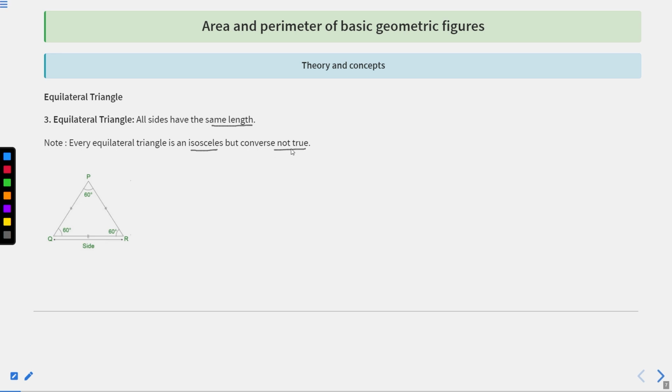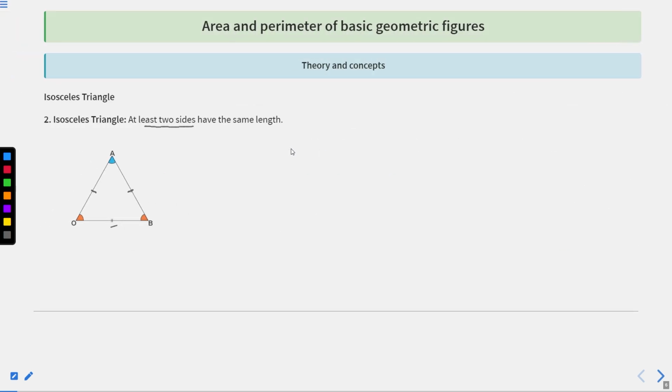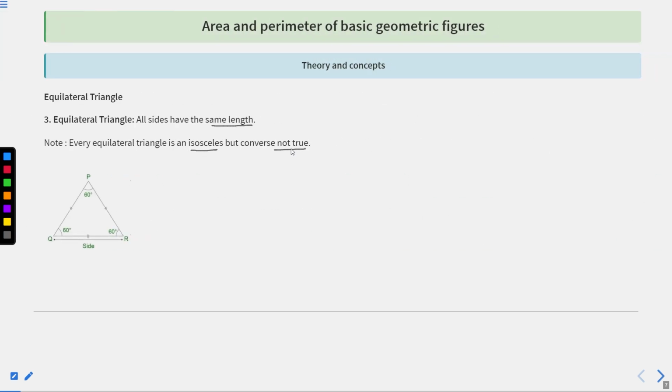true. So why am I saying this? If you check the definition of an isosceles triangle, it says at least two sides must have the same length. And what does an equilateral triangle demand? All of the sides should be the same. So isosceles says at least two, and equilateral says all of them should be the same. So the condition for being an isosceles triangle is already satisfied when we say this triangle is an equilateral triangle, because at least two means two and more than two.